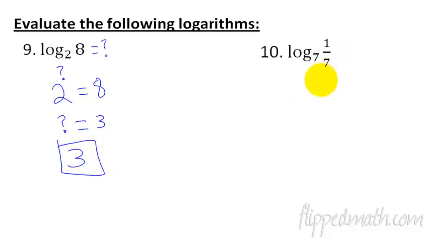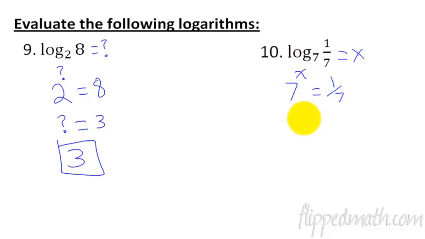Now let's do this one. This time I'll use a variable instead of a question mark. I'll say that it equals x as we're trying to evaluate this. So 7 raised to some unknown variable is going to equal 1/7. So we take the logarithmic form and transfer it to exponential form. How can this possibly be true? What exponent would we need?